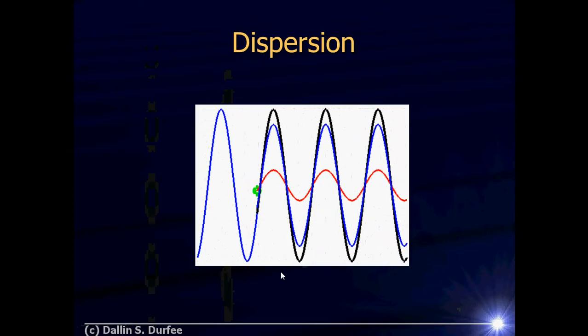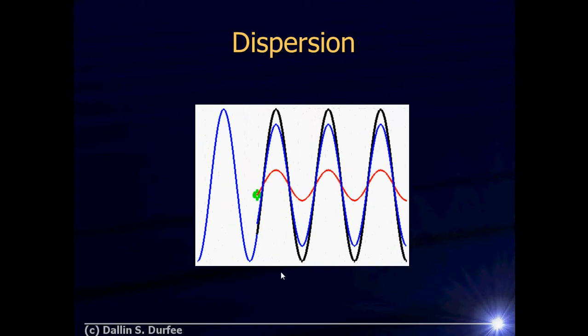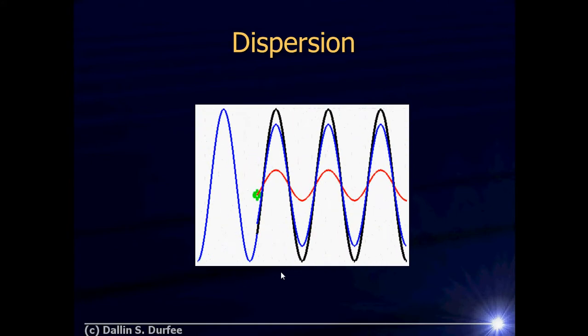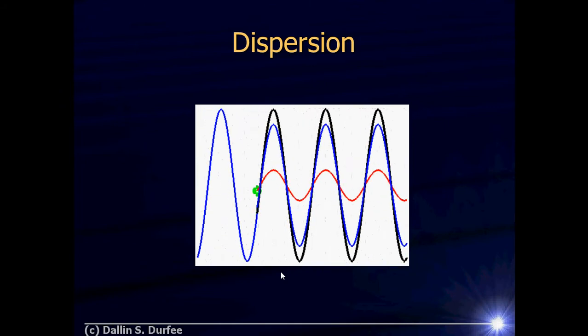Now let's talk about dispersion. Dispersion refers to the fact that as a wave travels through a medium, different frequencies of sine waves will travel at different velocities. We talked a little bit about this in the wave section. So why does dispersion occur? For example, I send light into glass, and red light and blue light travel at different velocities.